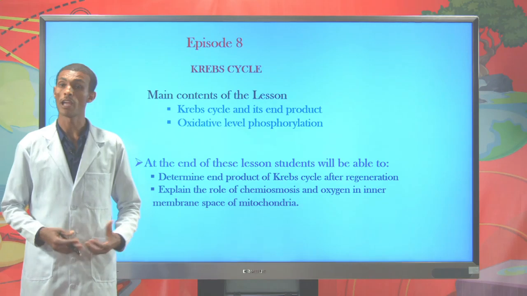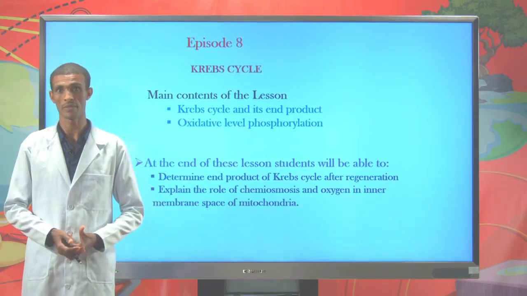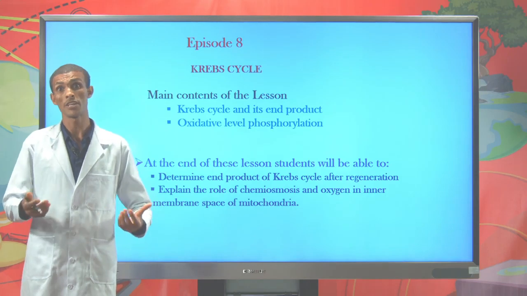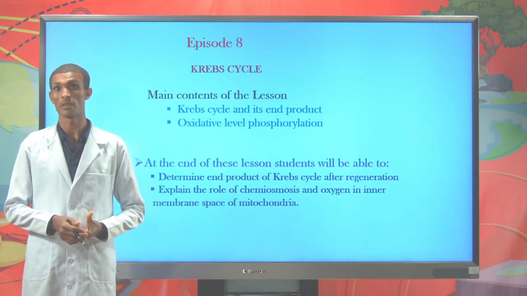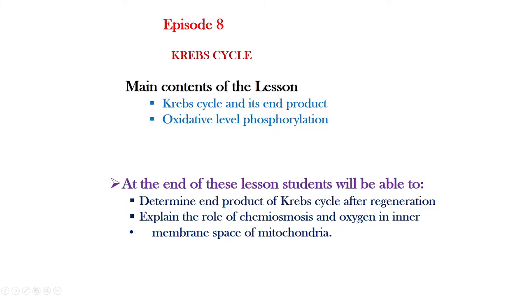Student, in our last lesson, we saw some stages of respiration: glycolysis and then the link reaction. In this lesson, we are going to see the Krebs cycle and its end products, and then oxidative phosphorylation.